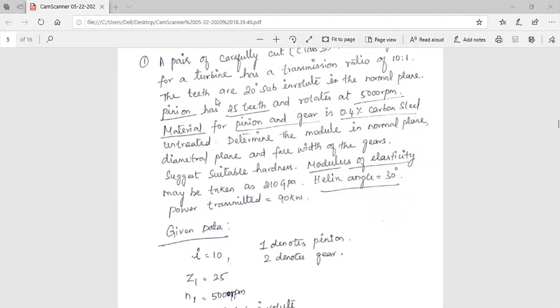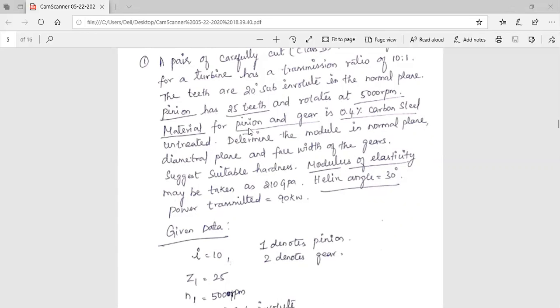Second data given is alpha, that is the pressure angle. Alpha is equal to 20 degree stub involute system. Okay, it's not a full depth, it is a stub involute system. Then next data given, pinion has 25 teeth, that is Z1. Z1 is equal to 25 teeth and rotates at, that is N1. N1 is equal to 5000 rpm.